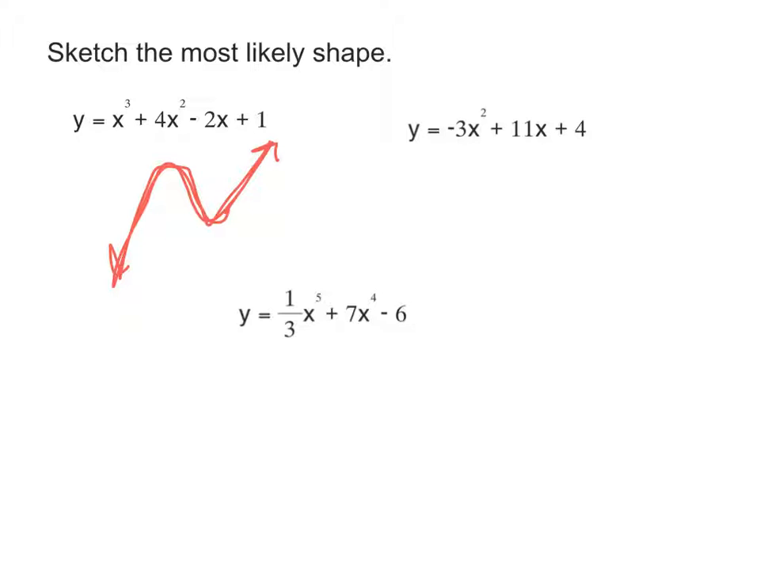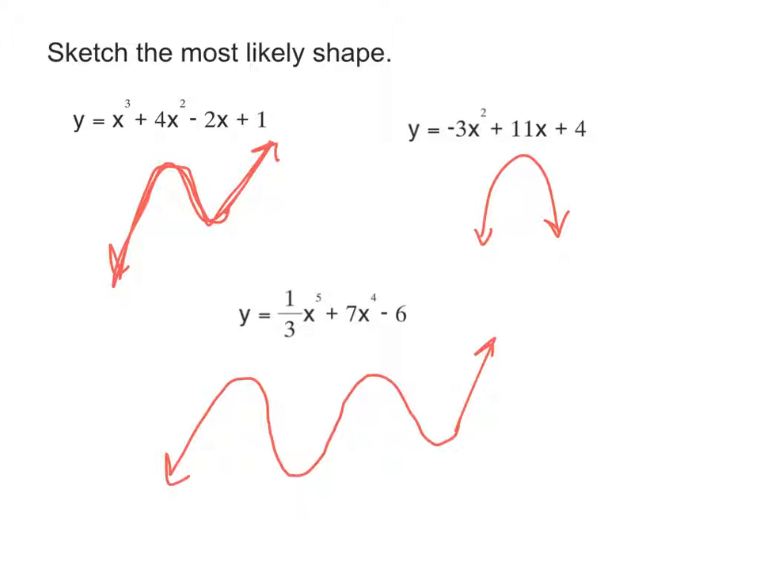For y equals negative 3x squared plus 11x plus 4, that's going to be a parabola that opens down. And when y equals 1/3 x to the 5th plus 7x to the 4th minus 6, 1/3 is positive. And since it's a 5th degree polynomial, it's going to have 4 turns at most. So something like this.